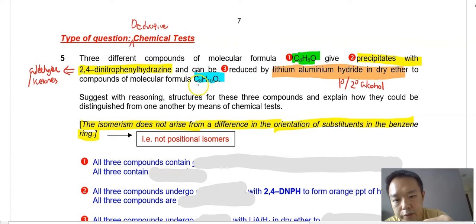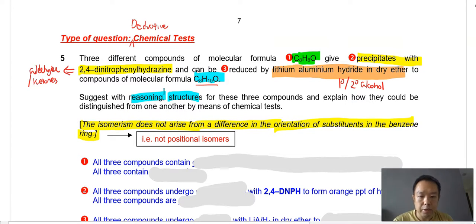Okay, with the molecular formula C8H8O, let's take a look. We're supposed to look at the structures and explain how they can be distinguished from each other. And the question specifically mentioned that the isomerism does not arise from a difference in the orientation of substituents in the benzene ring. Okay, so let's take a look at how we come up with the structures. The structures are required and we need to give reasoning. So basically you need to write your deductive statements.